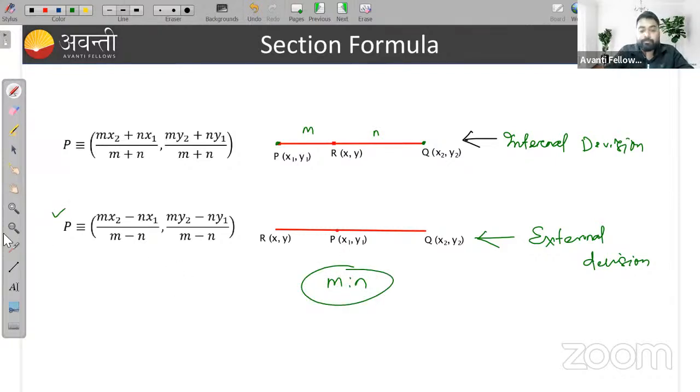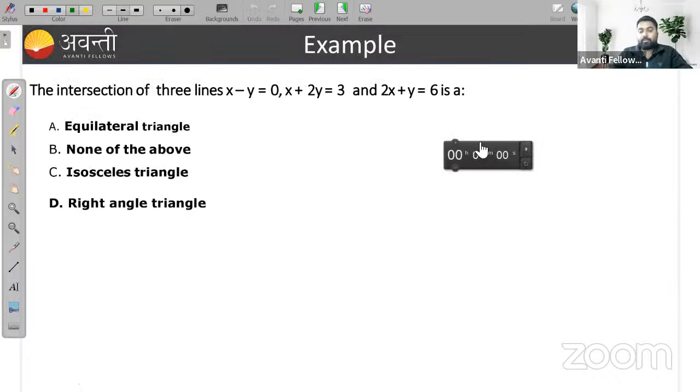That is actually (mx2 - nx1)/(m - n) and (my2 - ny1)/(m - n). So these are the 2 formulae for the section formula. These are known as the section formula. All of you know this. So let's solve a question.